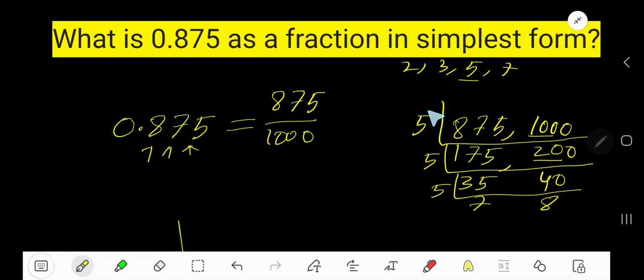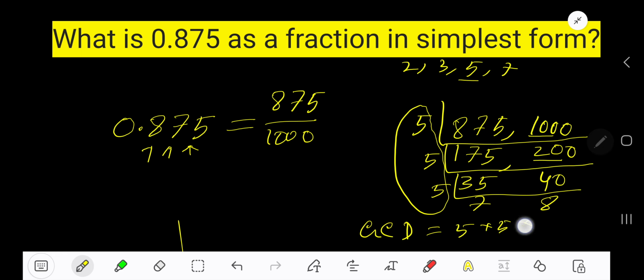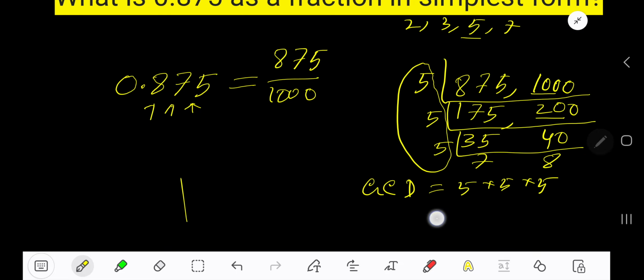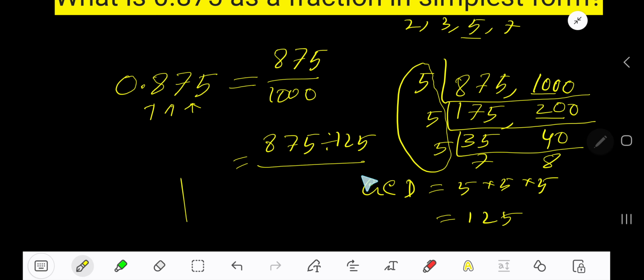So we are done. Now multiply these shared factors to find the greatest common divisor or factor. 5 times 5 times 5, that gives you what? 25 times 5, 125. So divide 875 by 125 and 1000 by 125.